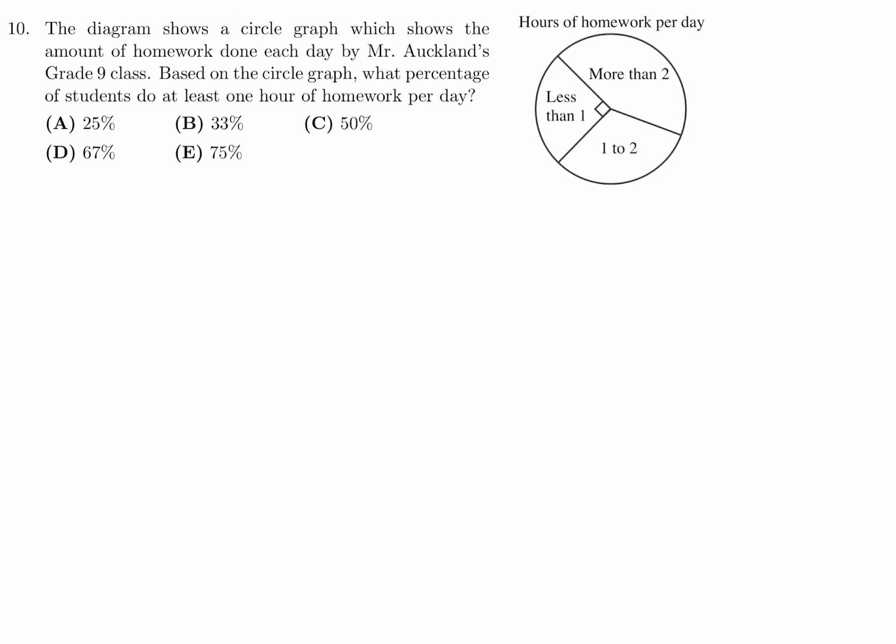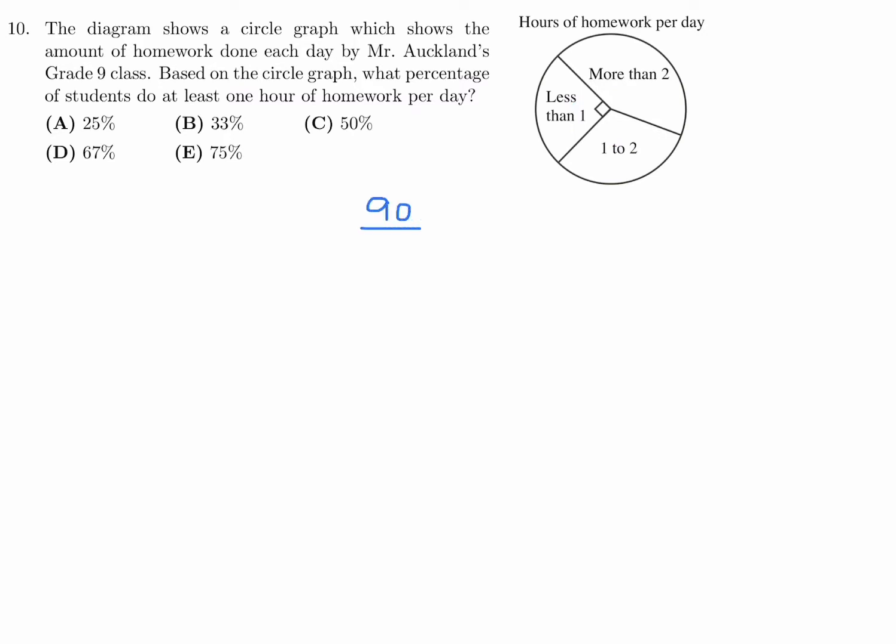The diagram shows a circle graph which shows the amount of homework done each day by Mr. Auckland's grade 9 class. Based on the circle graph, what percentage of students do at least 1 hour of homework per day? At least 1 hour would be these people and these people. Now, the only thing in this graph that helps you is this symbol right here. That is 90 degrees. So this section of the graph represents 90 degrees, and the whole angle all the way around is 360.